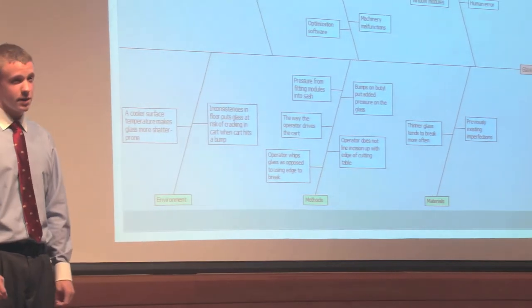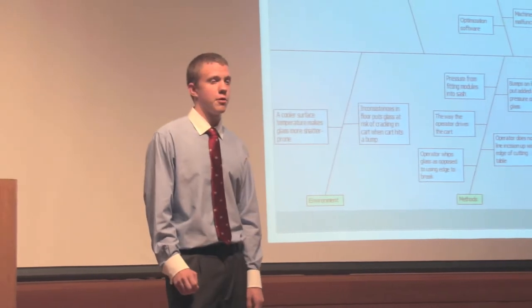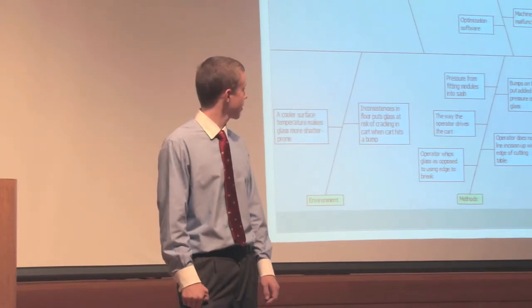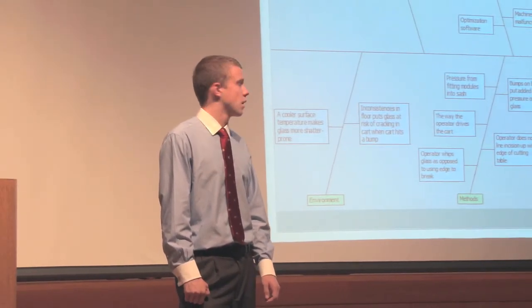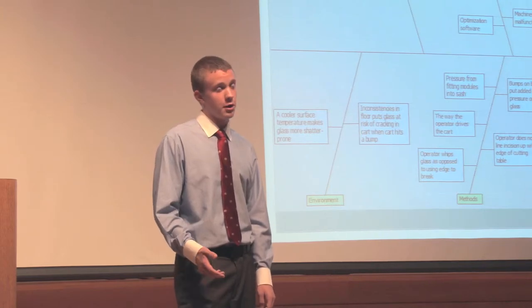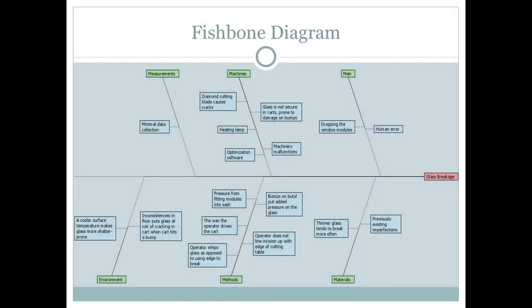In methods, we've seen through our visits to Silverline several operator practices that we believe are contributing to the glass problem. One example is during the actual cutting of the glass, the operators are supposed to carefully snap the glass. However, most of them resort just to quickly whipping it back and forth. It's faster, but it doesn't necessarily provide the most even cut.